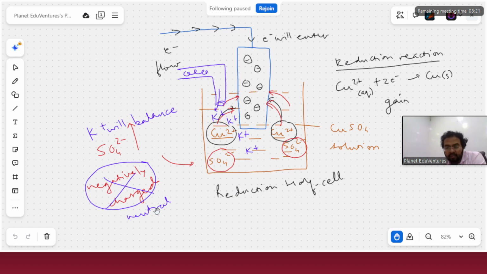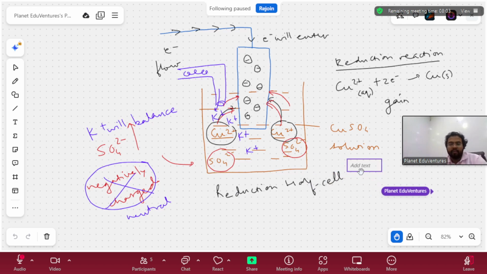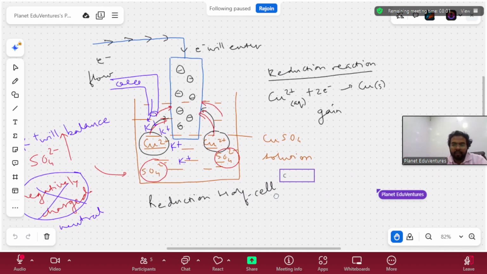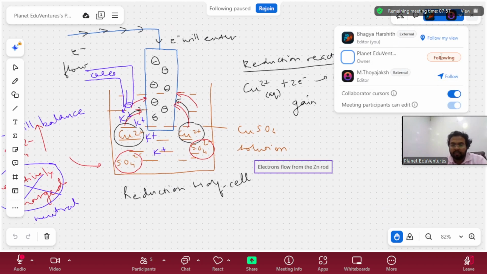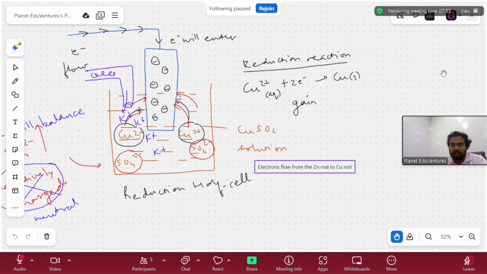This side is known as reduction half cell. So left side is called oxidation half cell. The right side is called reduction half cell. Okay, I hope you are following. So now, I will make some points here also. So I'm writing down the points over here. Okay, what are the points? Electrons flow from the zinc rod to the copper rod. Please everyone write this. Electrons flow from zinc rod to copper rod.